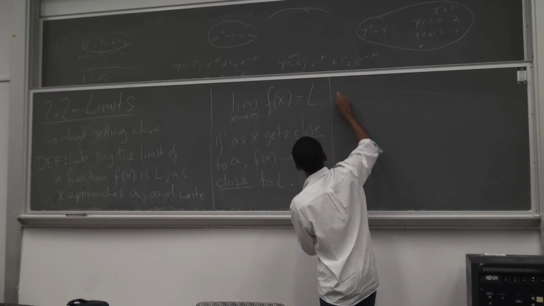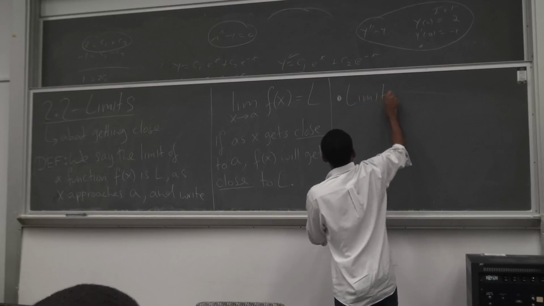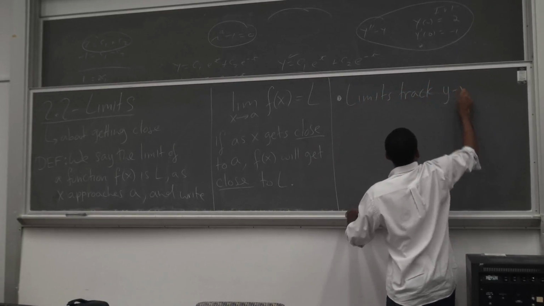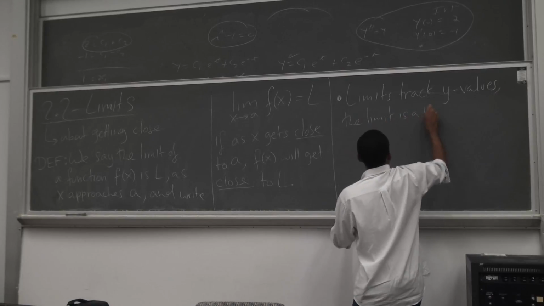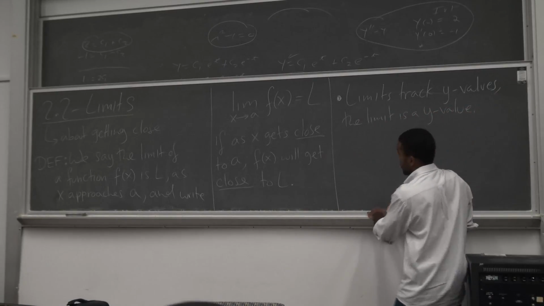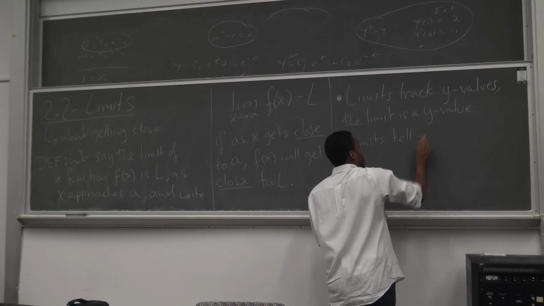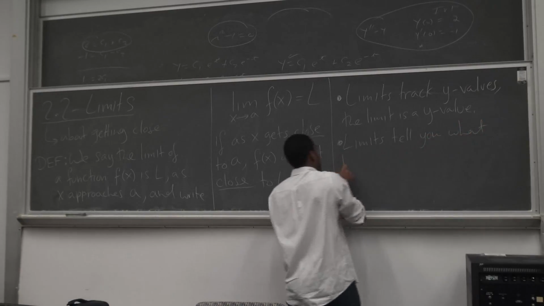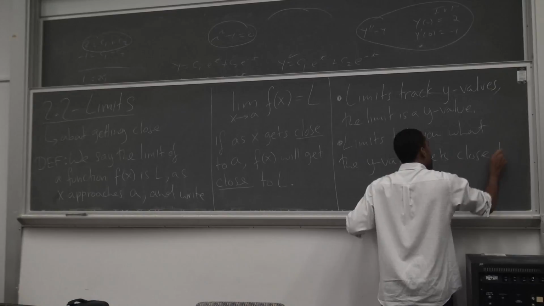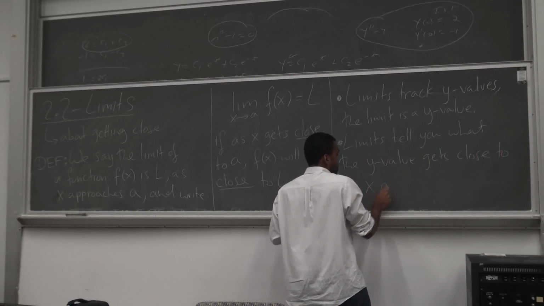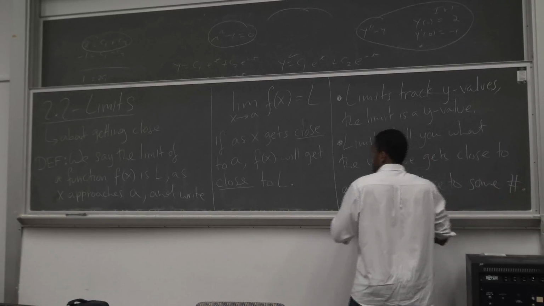You want to remember what this means. Let's look at some bullet points. One thing you want to notice is that limits track y-values. The limit is a y-value. That's how you're going to want to think of it. You're looking at the outputs. Limits tell you what the y-value gets close to as x gets close to some number.